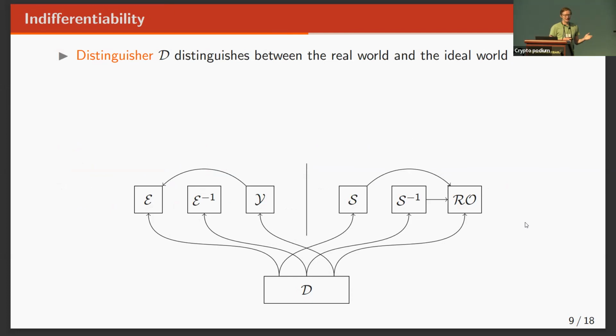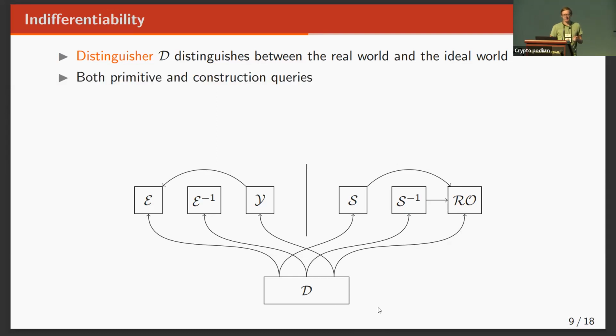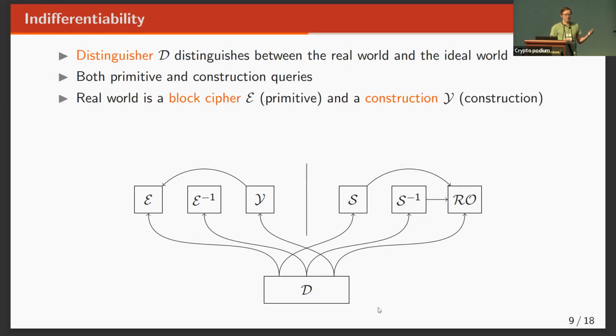So the indifferentiability setting is a distinguishing game. We have a distinguisher D, and it tries to distinguish between the real and the ideal world. It can make primitive and construction queries. In the real world, the primitive is the block cipher, and the construction is simply the construction. So how does the construction compute an output? Well, it simply calls the block cipher to get the output.